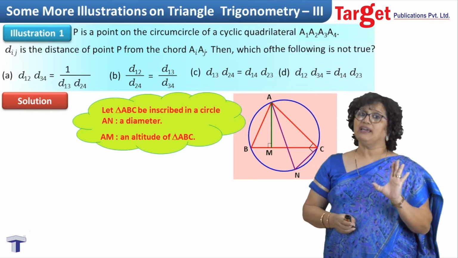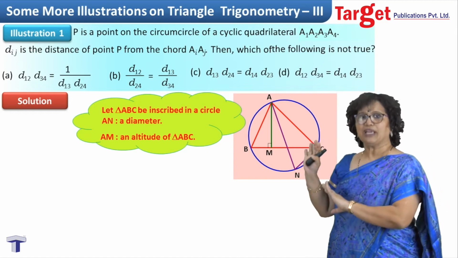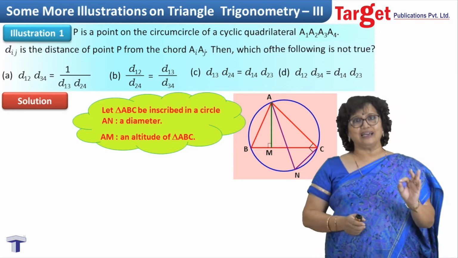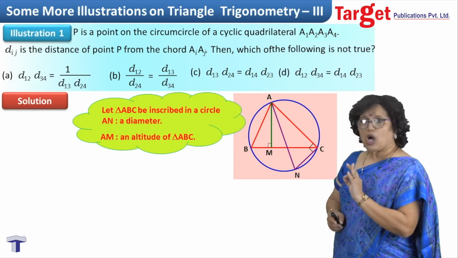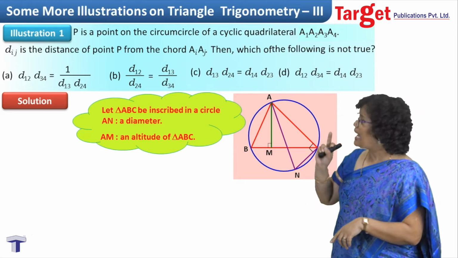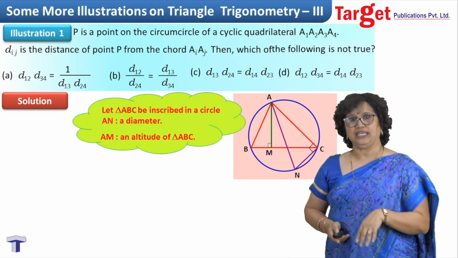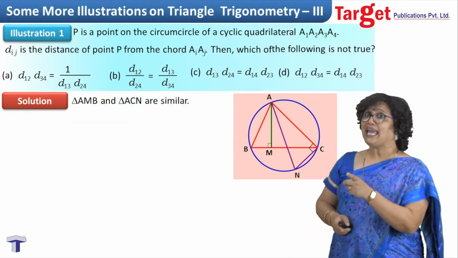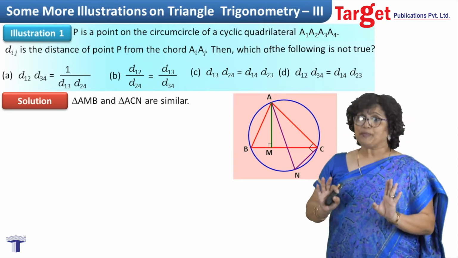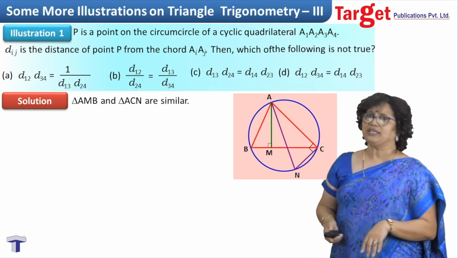Now you all must be wondering why I am doing so. When I complete something about this, then you will be able to understand why I started with this. I take a triangle ABC, I draw altitude AM, I draw a circumscribing circle, and I have taken AN as a diameter, and I join N to C, and I realize that triangle AMB and triangle ACN are similar. Stretch your mind to see why I am saying so. It is just a 1 or 2 second thing. You will be able to understand.